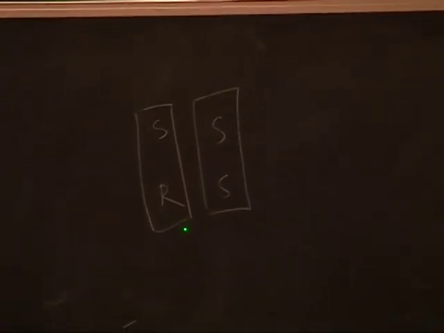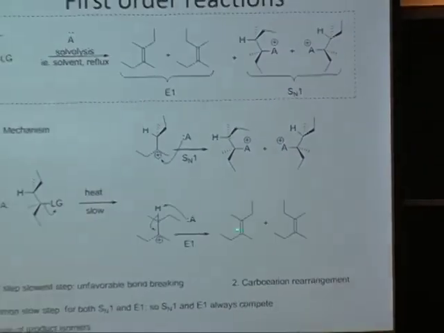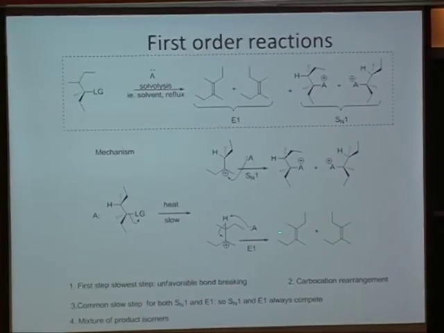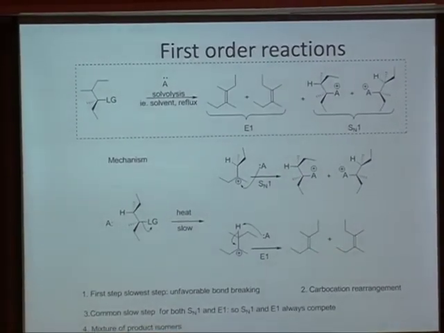What do you think they are? How are they related? Diastereomers. All right? Second one, how are these two related? Cis and trans alkenes, or E and Z alkenes?